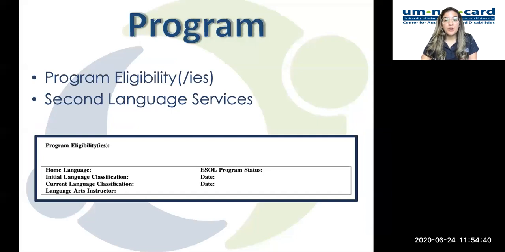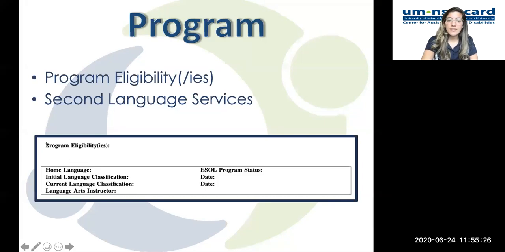So next, we get into the program. As I mentioned in the last session, there are 13 eligibility categories for special education. This may include specific learning disability, other health impairment, autism, emotional disturbance, and so on and so forth. According to the evaluation findings, a student will have one or more program eligibilities. For example, if you're watching this from the Center for Autism, your child probably has an autism eligibility. However, they may also have additional eligibilities such as language impairment or visual impairment. Maybe they also have an ADHD diagnosis that lends itself to the other health impairment eligibility.